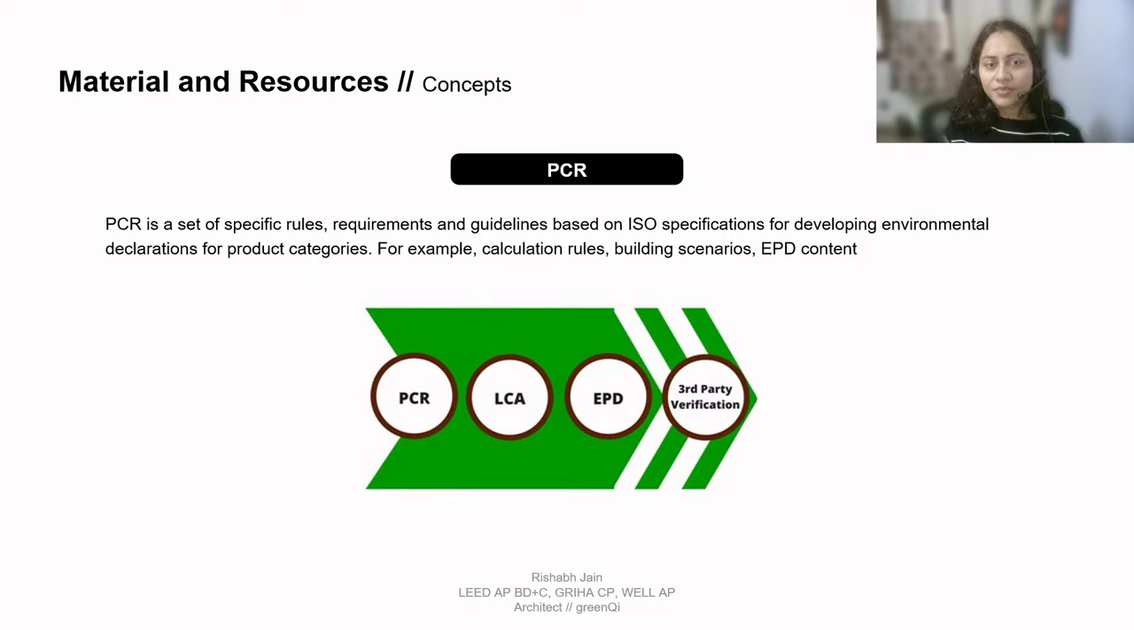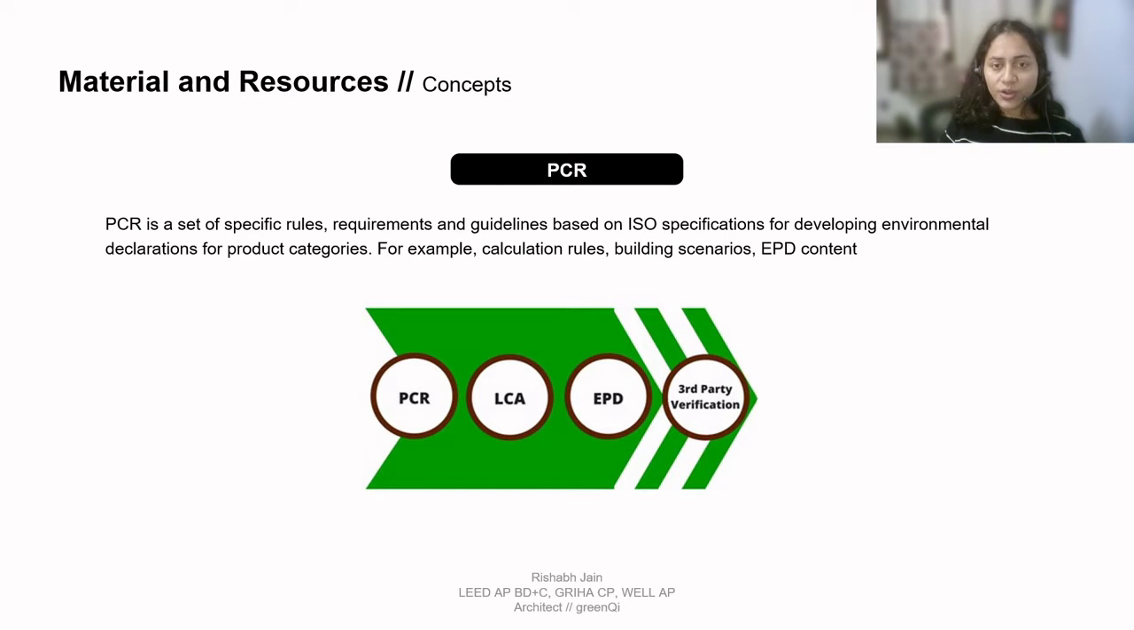And now we have PCR. So PCR is a set of specific rules. When you have to establish an EPD, you need a set of rules in the market, because anybody cannot establish their own EPD as per their own choice. So there are some rules which are provided by the industry, or which are specific to a product. And let's say you have to go and develop an EPD, you have to look at those rules, PCR, which are a specific set of rules, requirements, and guidelines based on the ISO specifications for developing environmental declarations.